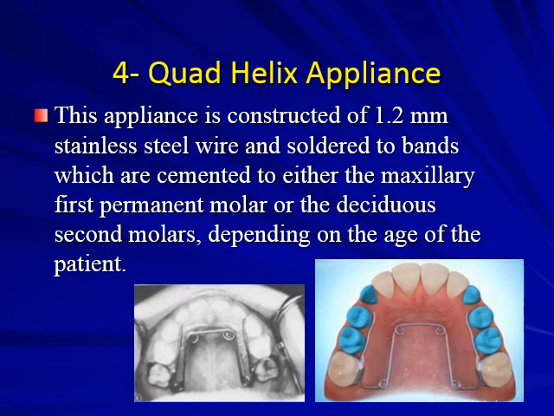The quad helix appliance is another fixed appliance used for slow expansion. It is the most commonly used appliance in deciduous and mixed dentition patients. This appliance is made of 1.2 millimeter stainless steel wire soldered to the bands of the upper sixes or the upper E's, according to the patient's age.